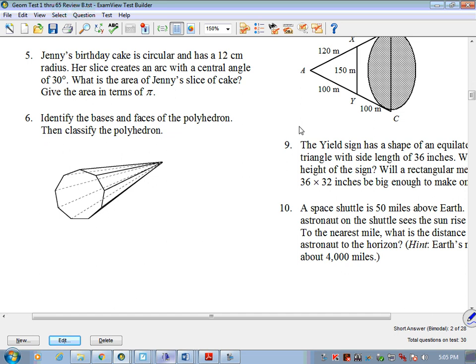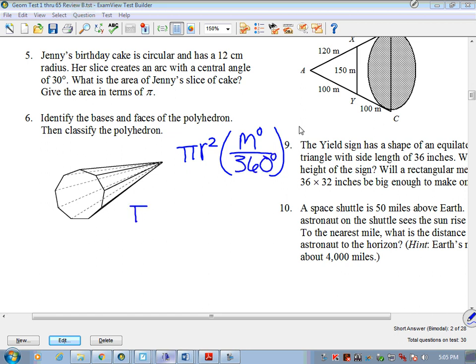Jenny's birthday cake is circular, has 12 centimeter radius. Her slice creates an arc with a central angle of 30 degrees. What's the area of her cake? So this is area of a sector formula, and our formula for that is pi r squared, which is the formula for area of a circle, times the measure of my arc over 360.